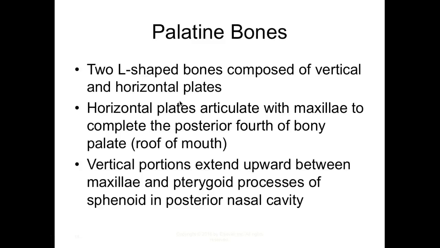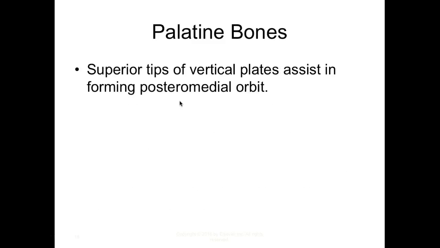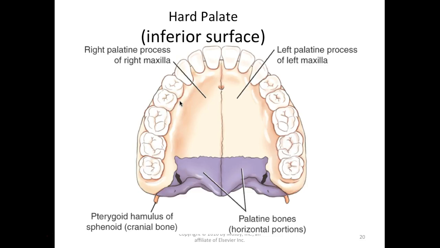Palatine bones. So they're two L-shaped bones composed of vertical and horizontal plates. The horizontal plates articulate with the maxilla to complete the posterior fourth of the bony palate, so the roof of your mouth. Vertical portions extend upwards between the maxilla and the pterygoid process of the sphenoid in the posterior nasal cavity. So the superior tips of the vertical plates assist in forming the posterior medial orbit. So that little teeny speck in the orbit, and we'll show you that when I get to the orbits.